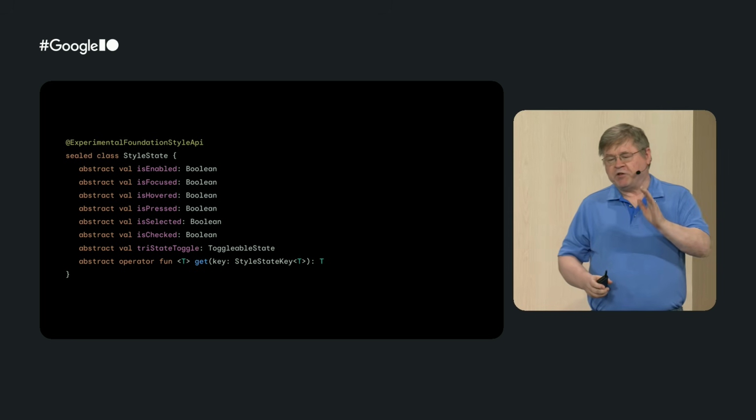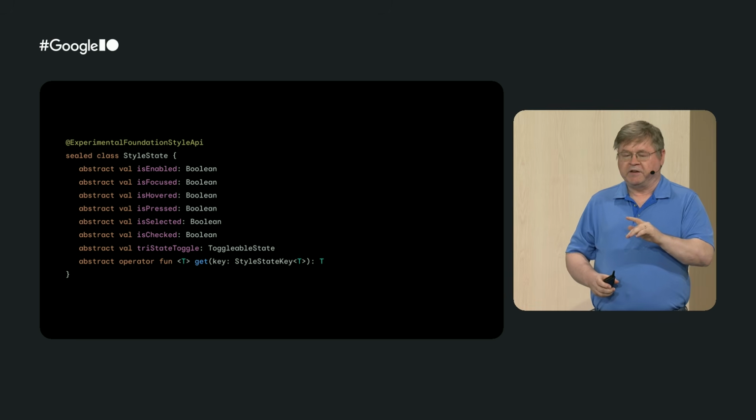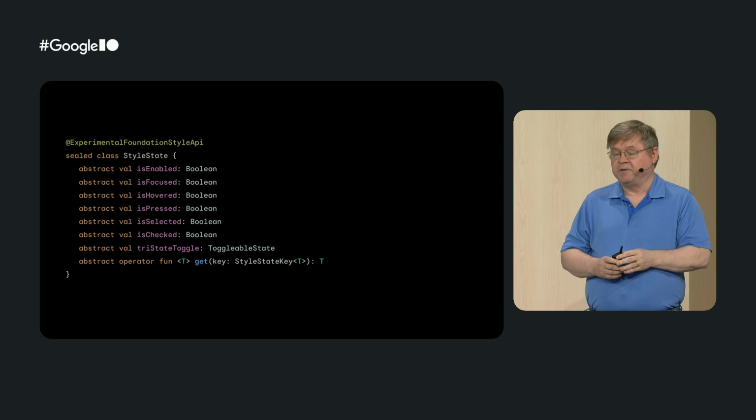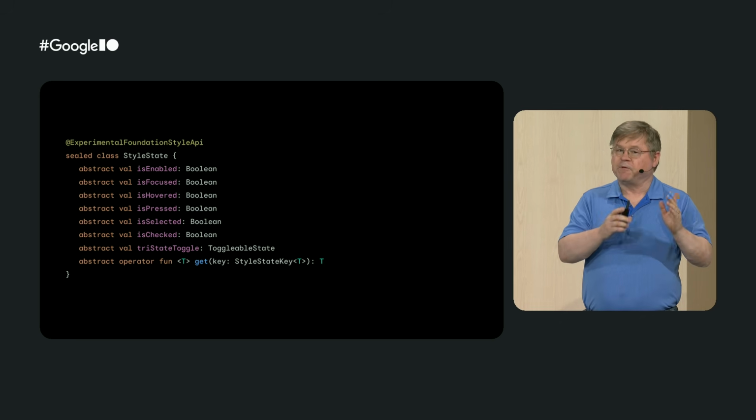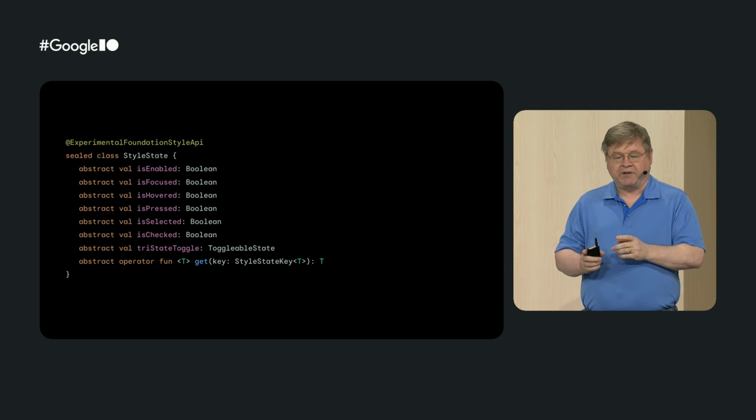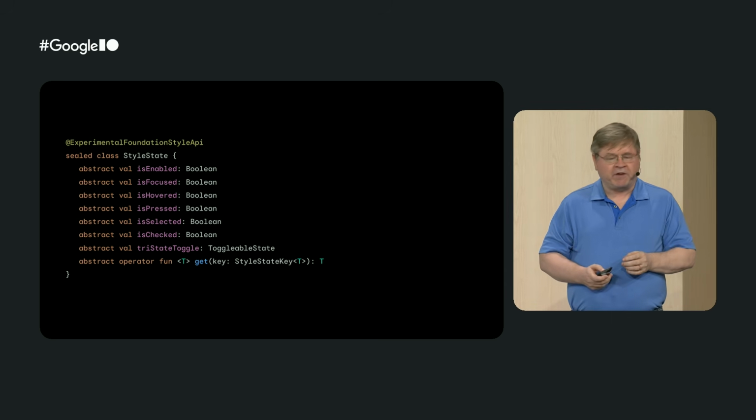The class definition, you can see that there are some states that are built in. You may have noticed at the very end, there's a get operator. This get operator enables custom states because the style state is a map from the style state key to a value. Let's look at an example of how this might be used.